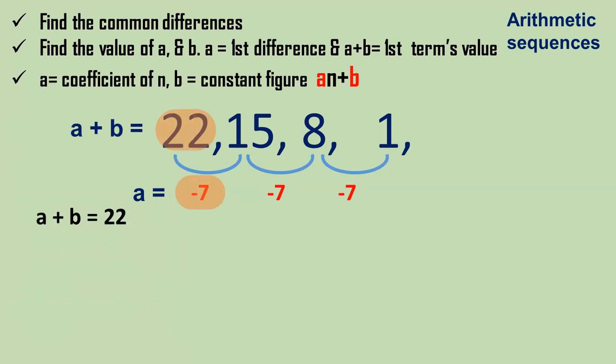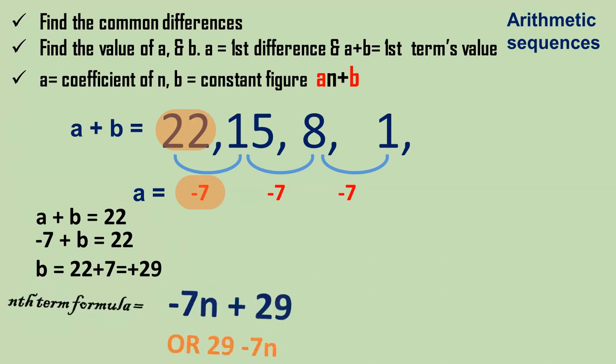We're going to substitute the value of a in this equation. So this will produce minus 7 plus b is equal to 22. Minus 7 is on one side, so on the other side it will be added. This will produce 22 plus 7, that is 29. So we got the values of a and b. We're going to put these values in the given formula, so we will get minus 7n and plus 29. We'll rearrange this formula. The first figure should be positive, so that's why 29 minus 7n.